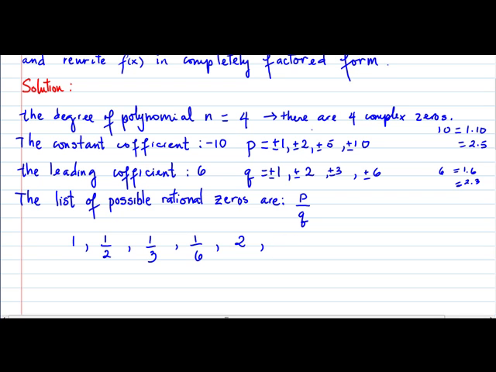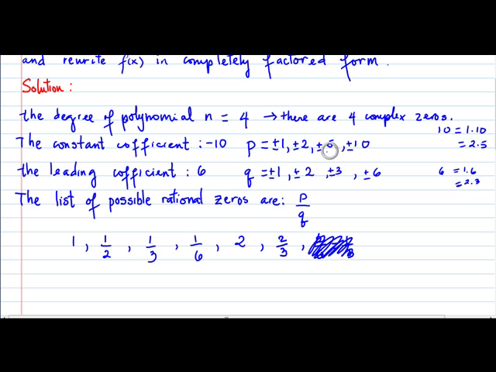Wait, what did I miss? Let's try again. 2 over 1 is 2. 2 over 2 is 1, but we already have 1 here, so I don't need that. Then 2 over 3, and then 2 over 6. Now 2 over 6 is 1/3, but I have 1/3 over here already, so I'm going to cancel it. I only need one 1/3, not two.